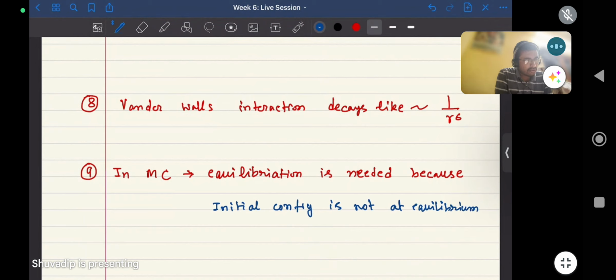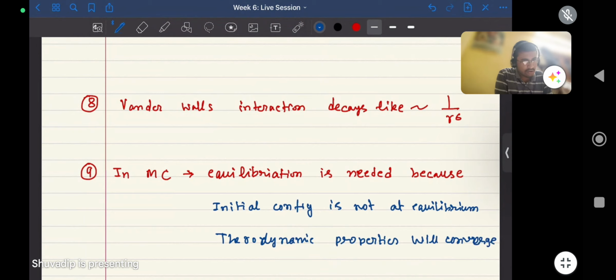and also the thermodynamic properties which we want to calculate are only defined at equilibrium. So thermodynamic properties will converge at equilibrium. So these are the two reasons.